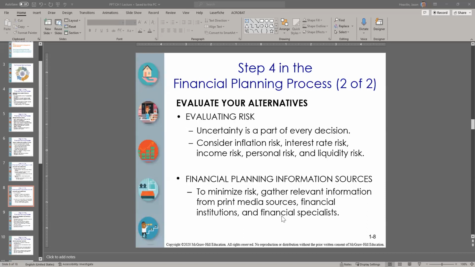Financial planning information sources. To minimize risk, gather relevant information from print media sources, financial institutions, and financial specialists. Earlier, I mentioned on creativity, the more information you have, then the more different ways you can get creative. Same with risk. The more information you have, the better you can manage risk.